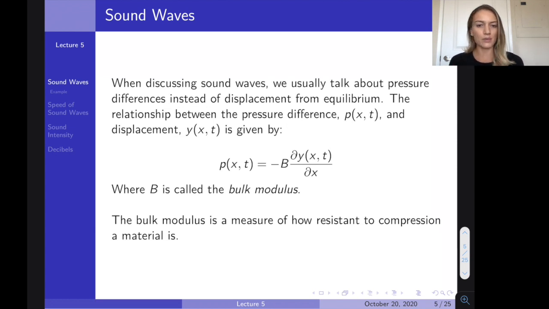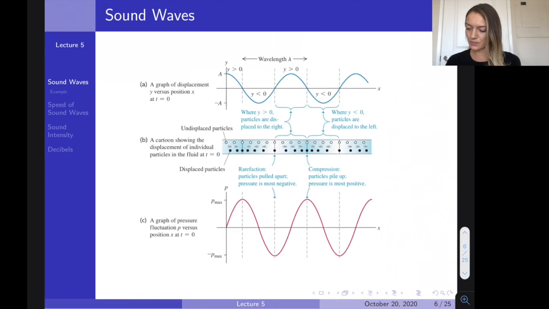So if we have any problems where we're talking about air or water, whatever, you just look up the bulk modulus of air or water, and you just plug that in here, and that's it. That's all you need to know about it. So this is how our pressure differences, that's actually transmitting the wave, and our displacement along the x-axis of each individual particle are related. So let's just see this a little bit more closely here.